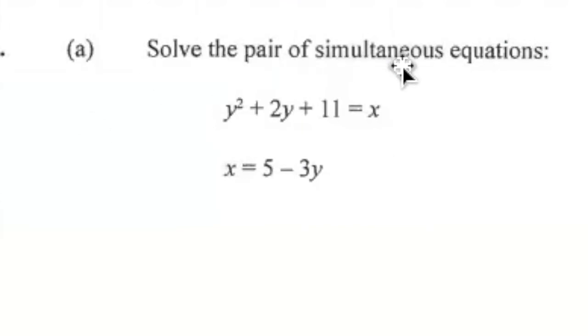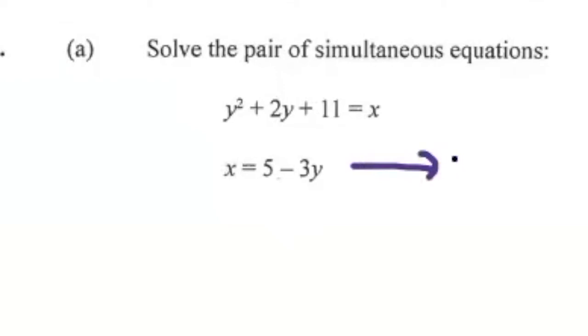Here we're going to solve a pair of simultaneous equations. If you realize with this, I have a square, so this will be the quadratic form, while this is the linear. When we have one being quadratic and one being linear, it means we're going to use the substitution method.